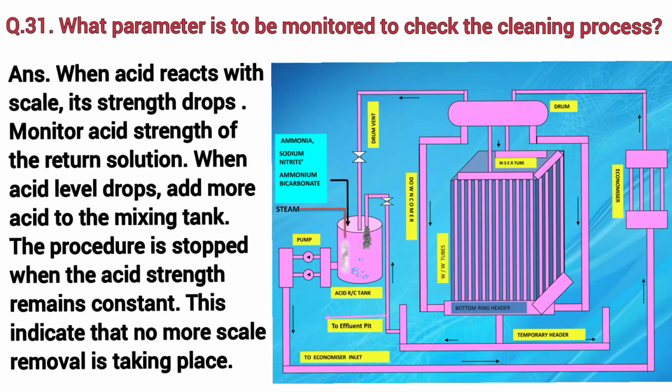When acid reacts with scale, its strength drops. Monitor the acid strength of the return solution. When the acid level drops, add more acid to the mixing tank. The procedure is stopped when the acid strength remains constant. This indicates that no more scale removal is taking place.